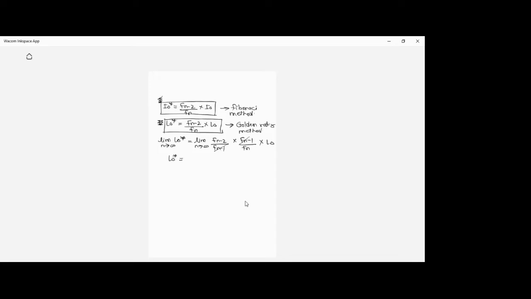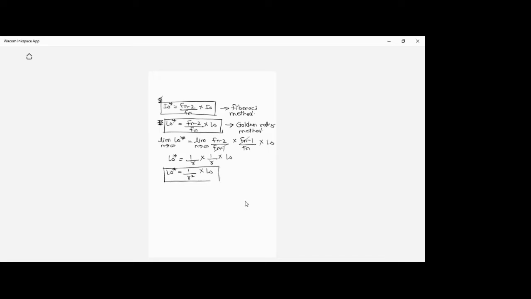Limit of n tends to infinity fn minus 2 upon fn minus 1 is 1 by r, right? Into limit of n tends to infinity fn minus 1 upon fn, is again 1 by r, into L0. So what we get is L0 star is equal to 1 by r square into L0.